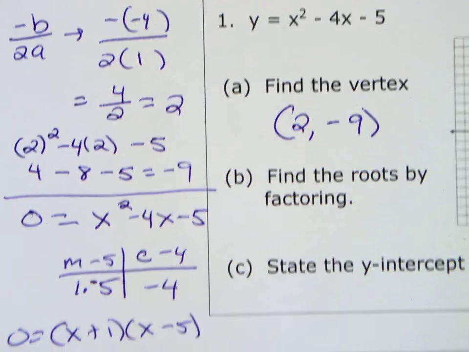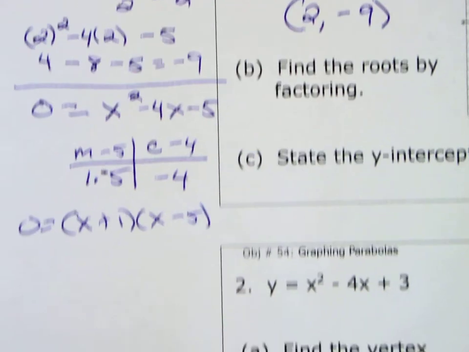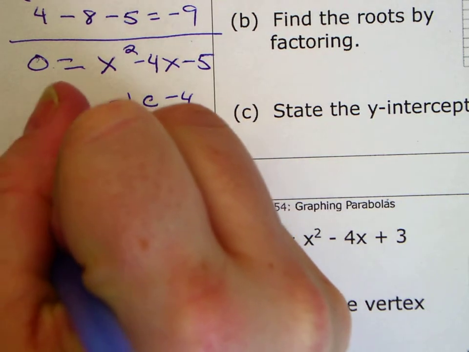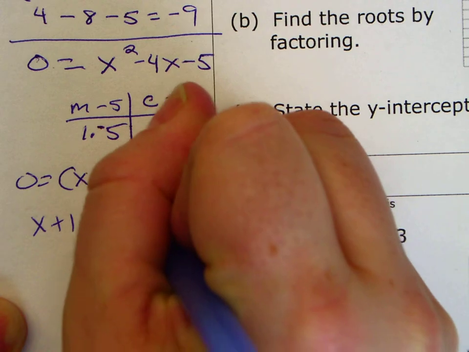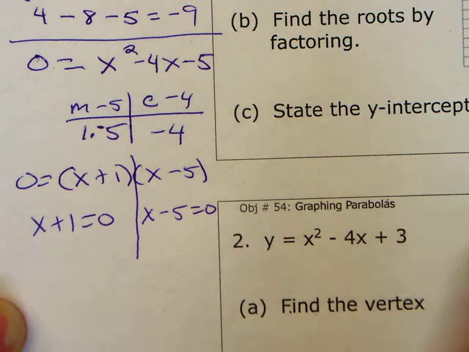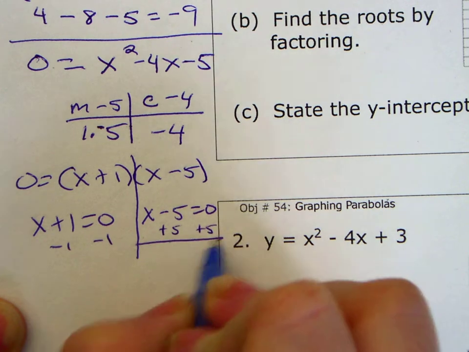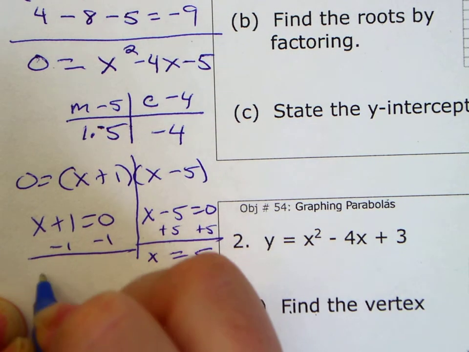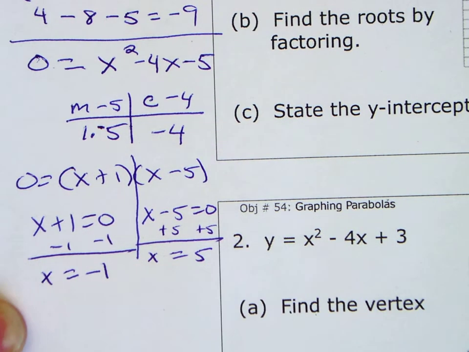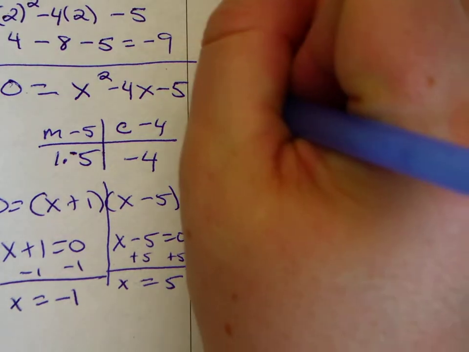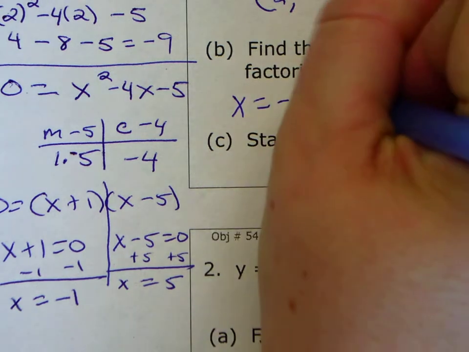Okay. And then how do we actually solve the equation? We set them both equal to 0. x plus 1 equals 0. x minus 5 equals 0. And we solve for x. x equals 5. x equals negative 1. Okay, so those are my two roots. So I'm going to write those over here. x equals negative 1 and x equals 5.